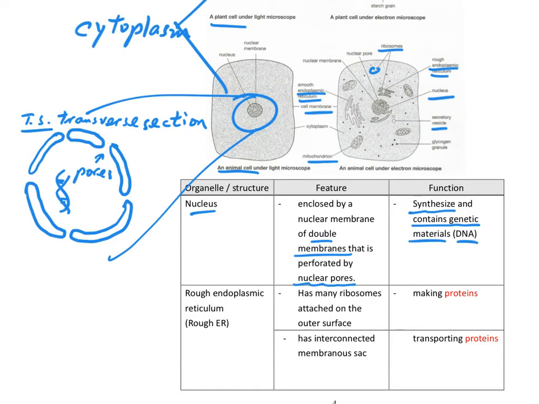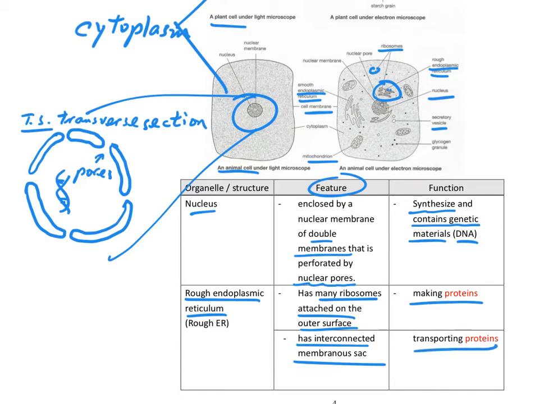The rough ER, the rough endoplasmic reticulum, has the feature of having many ribosomes attached on the outer surface. That is like this. You can see the dots, the ribosomes attached onto the outer surface. It has interconnected membraneless sacs. Its function is for making protein, as well as transporting the protein made.